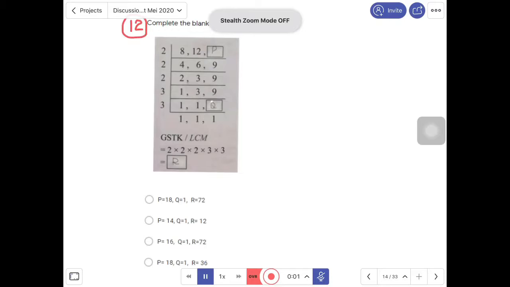The diagram shows how repeated division is done to calculate the lowest common multiple. So here we want to determine the LCM of 8, 12 and P. P is unknown. So here 8 divided 2 is 4. 12 divided 2 is 6. So certain number divided 2 is 9. So you just reverse the operation. So 9 multiplied 2 is 18. So the value of P equals to 9 times 2 equals to 18.